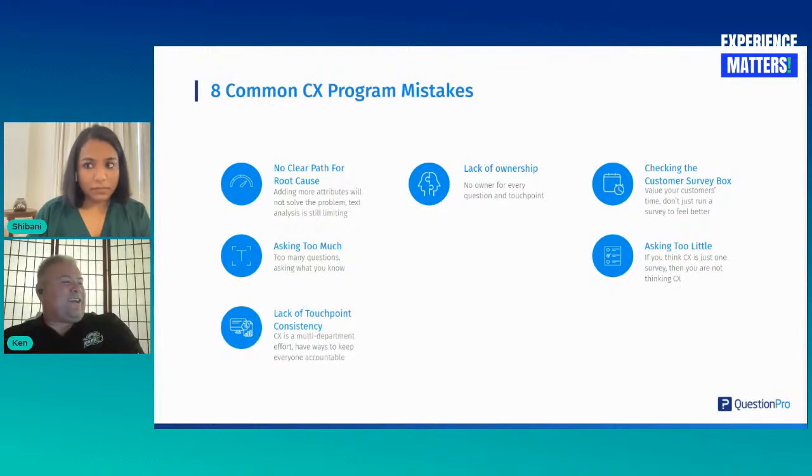So, lack of touch point consistency. I talked about it, it's a multi-department effort. We have to have ways to have everyone accountable. So have a measure. And that's why I said NPS can happen in a transactional and a relationship study, because then you have some consistency across it and you have consistent messaging.